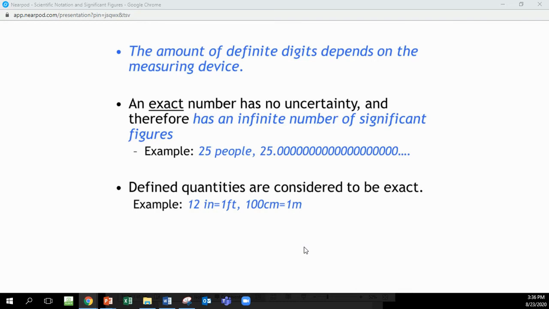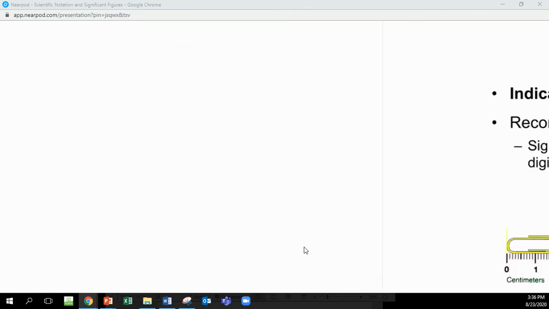our measurement device. Then we have some conversions. Those are also considered to be exact. We know that exactly 12 inches is equal to exactly 1 foot. These conversions are also infinite. We know that exactly 100 centimeters is equal to 1 meter. Those are also considered to be exact, so they have infinite significant figures. I've posted some videos on significant figures for you to go through as well, if you need a little more help than what I'm doing right now.